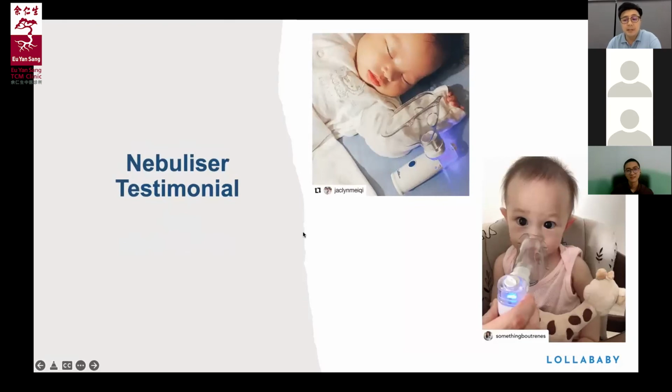Then we have some other pictures of the babies using our nebulizer as well.